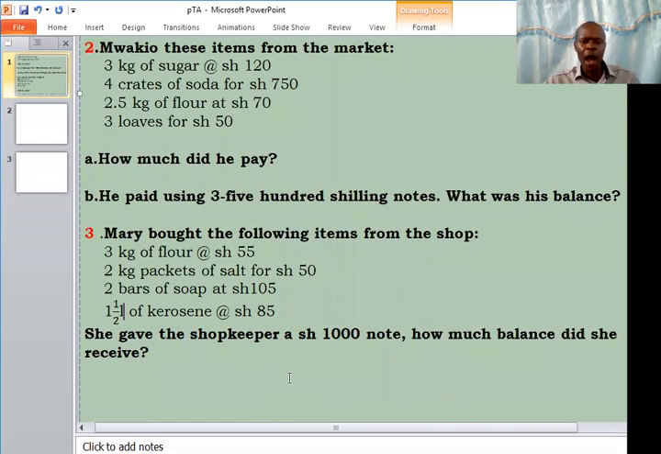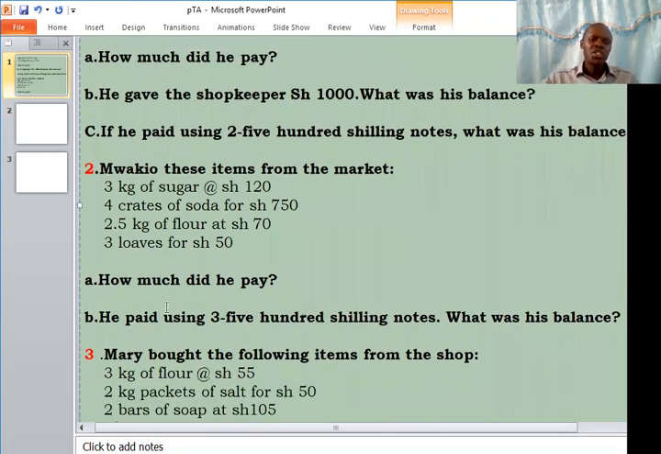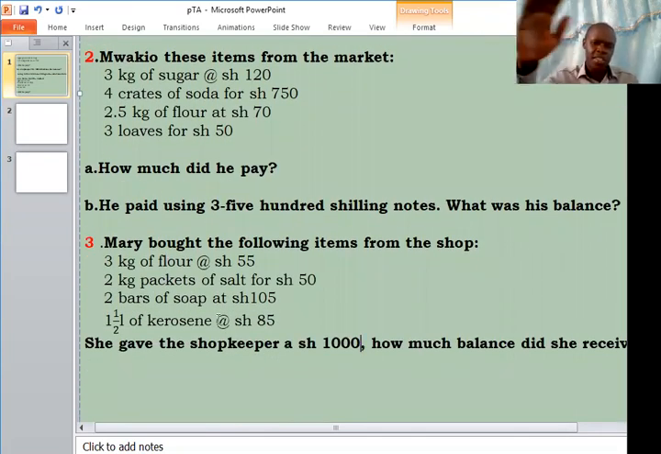She gave the shopkeeper 1,000 shillings. How much did she receive as the balance? You are going to get the total amount, then you subtract from 1,000 shillings. You need to be very keen with this question, because somewhere you are going to have cents. Please, be very keen when you are subtracting the cents.